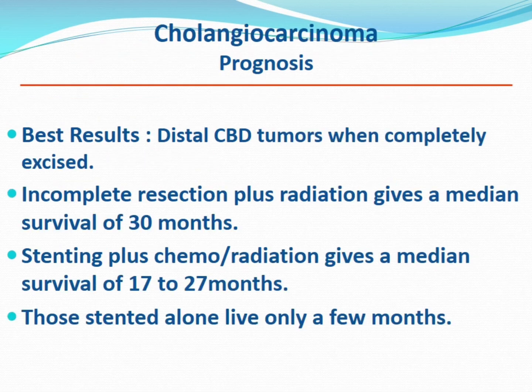The prognosis of cholangiocarcinoma: the best results are with distal cholangiocarcinomas when completely excised. Incomplete resection plus radiation gives a median survival of about 30 months. Stenting plus chemoradiotherapy gives a median survival of 17 to 27 months. Those stented alone live only a few months.